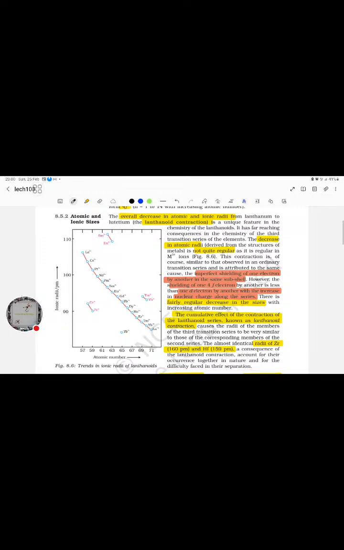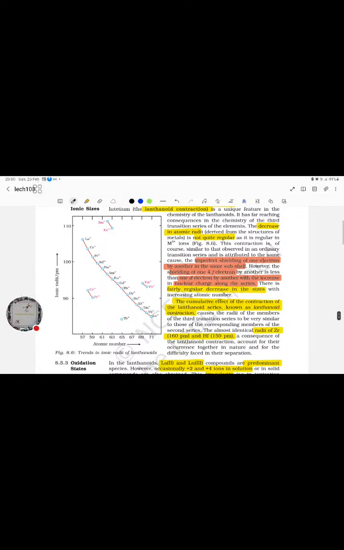Okay, the decrease in the atomic radii derived from the structures is not quite regular, as it is regular in the tri-positive ions. So tri-positive ions பார்க்கும்போது it is very very regular, ஆனால் இந்த decrease in atomic radii பார்க்கும்போது it's not going to be that regular அப்படின்ற சொல்கிறாங்க. This contraction is of course similar to that observed in an ordinary transition series and is attributed to the same cause, the imperfect shielding. So basically our ordinary transition seriesல என்ன மாதிரியான ஒரு ப்ராப்ளம்ஸ்லாம் வருமோ, என்னென்ன எஃபெக்ட்ஸ்னால இந்த பர்டிகுலர் எஃபெக்ட் வரும்.